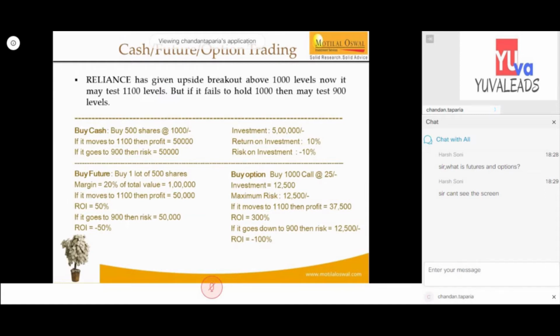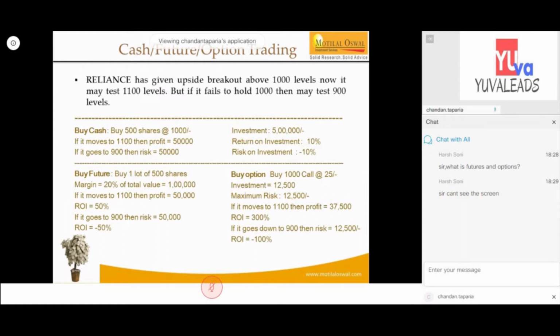But in derivatives, you only pay a certain amount of margin, right? Similarly, if the future goes to 900 rupees, you are losing 50,000, so your risk is also 50%. So futures are a high-leverage trade where your return is higher, but your risk is also higher. Again, I'm not talking about the options segment. In futures, when you buy one lot of any particular counter, if it moves up, you are in profit. If it goes down, you are in loss.